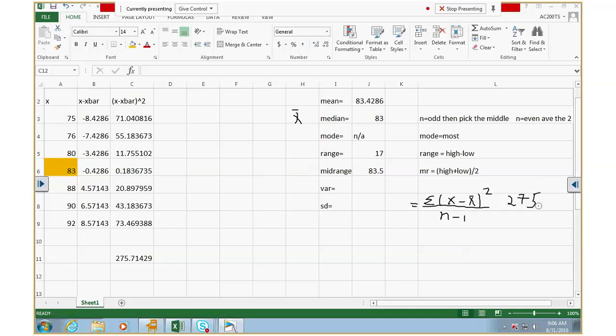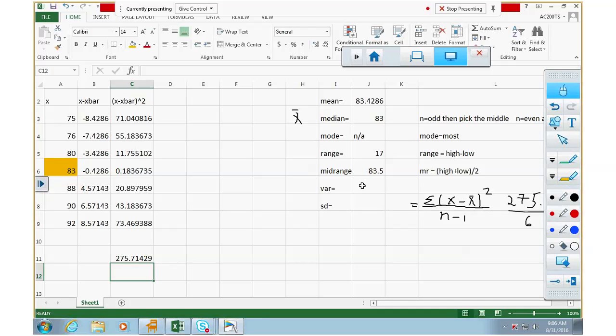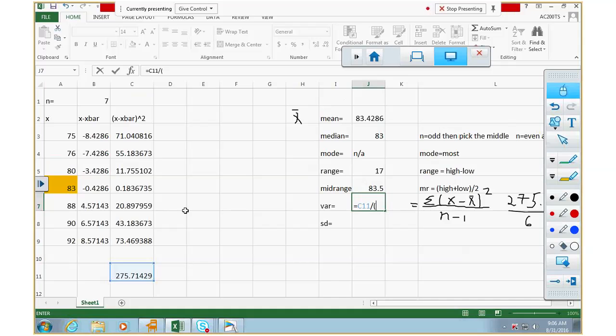275.7. I'm not going to write the whole decimal, but that's over. And what is n? N is 7. 7 minus 1 is what? 6. So I'm going to find my variance right here. I'm going to say equals this number divided by, in parentheses, this number minus 1. I get 46 is my variance.